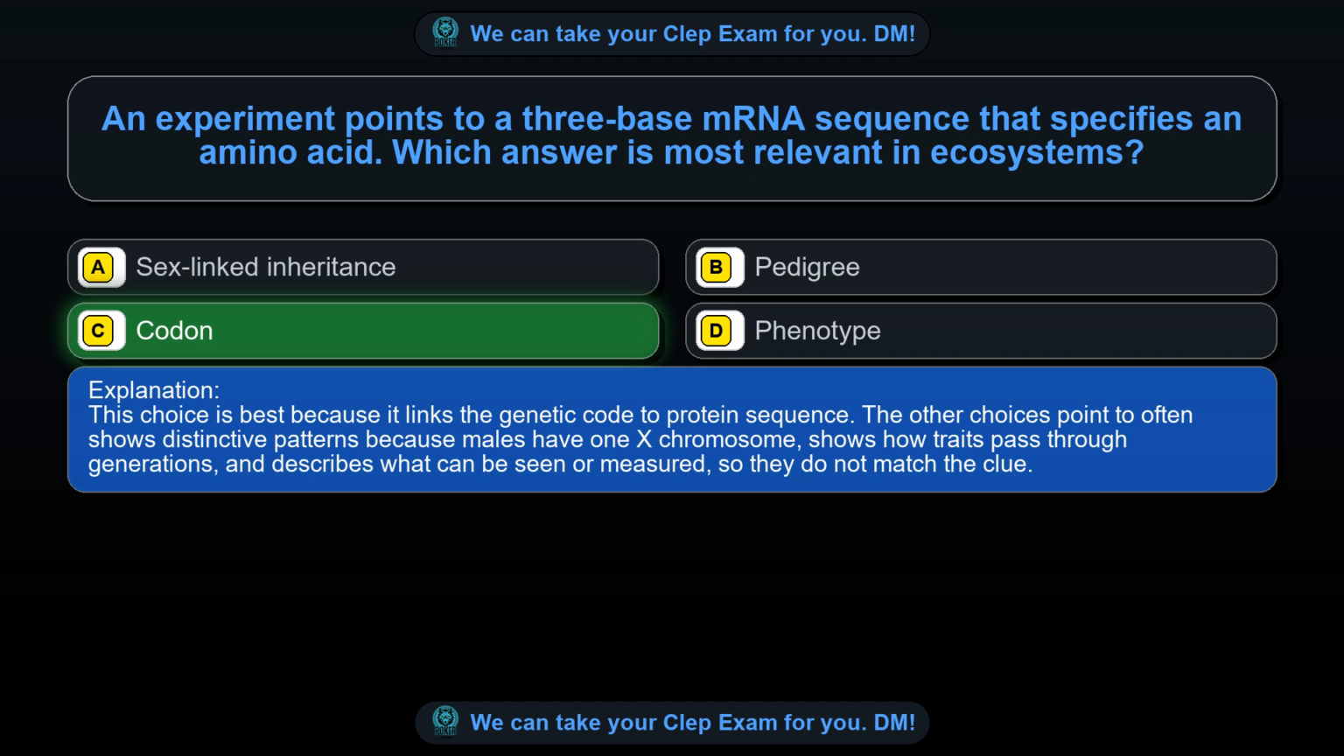The other choices point to often shows distinctive patterns because males have one X chromosome, shows how traits pass through generations, and describes what can be seen or measured, so they do not match the clue.